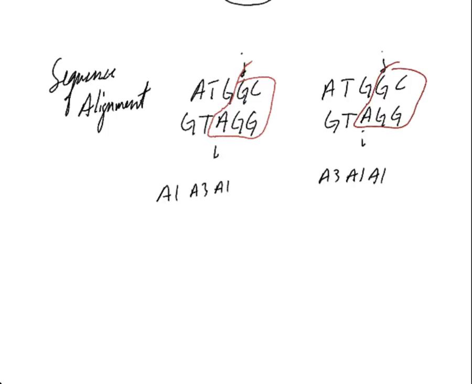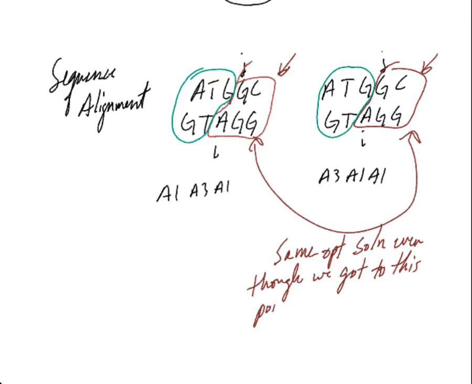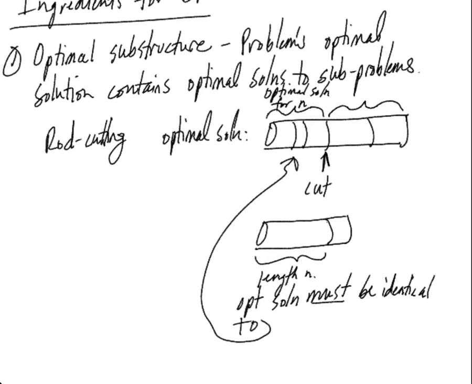And so the solution to this problem and this problem are different. We don't know which one is optimal, maybe. But the solution to the subproblem, the red subproblem, this right here and this right here, matches. Same solution, same optimal solution, even though we got to this point different ways. Okay, so that is the first ingredient for dynamic programming, optimal substructure.